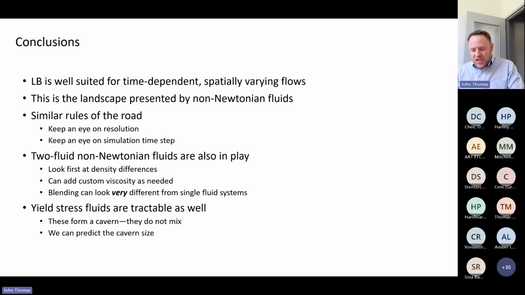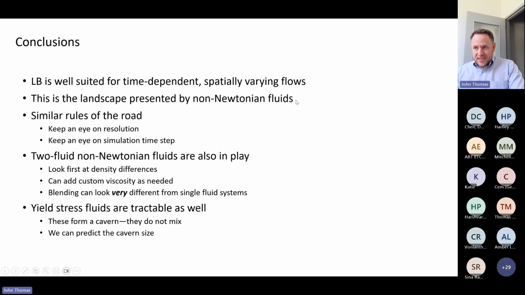Why? Because each cell is calculated independently, we can use the local strain. We can use local species concentrations to calculate some sort of net rheology and predict how that rheology is going to form flow, right? And this has to be solved in tandem. You can't decouple velocity from rheology in a non-Newtonian system. They're coupled in solving Navier-Stokes. And this is the landscape, again, presented by non-Newtonian fluids.